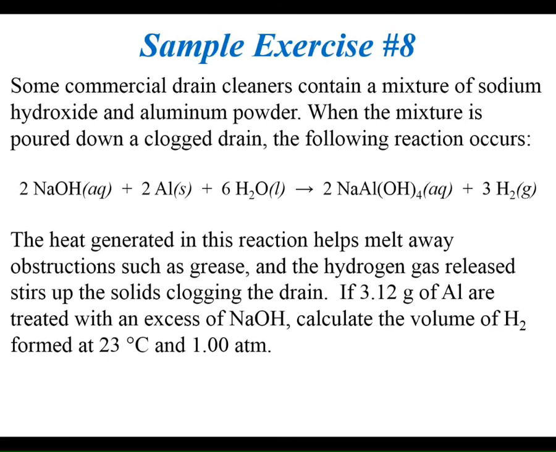So sodium hydroxide plus aluminum plus water makes this stuff, and then hydrogen gas. So here's our gas. The heat generated in this reaction helps to melt away obstructions such as grease, and the hydrogen gas release stirs up the solids clogging the drain, bubbles and stuff, and shakes things loose so it can flush down the drain. So it says, if 3.12 grams of aluminum are treated with excess sodium hydroxide, how much hydrogen could we make at 23 degrees Celsius and 1 atmosphere? That's kind of a standard temperature and pressure you might have in your bathroom or your kitchen.